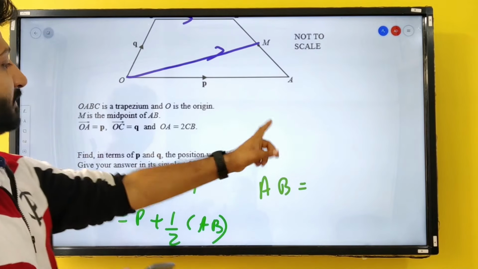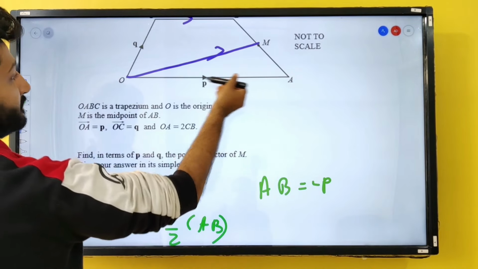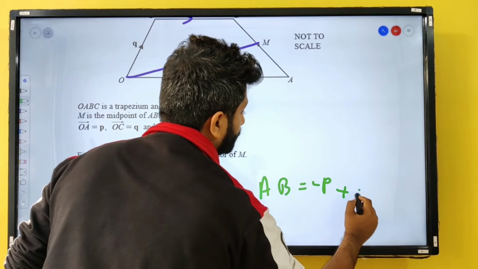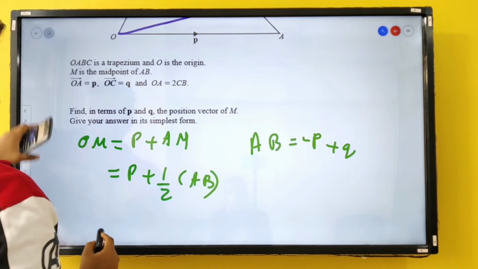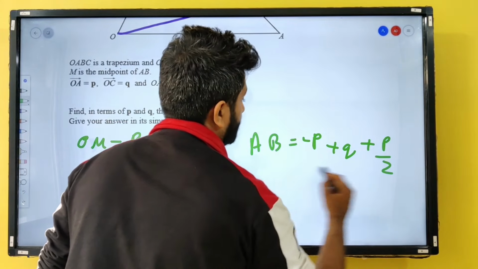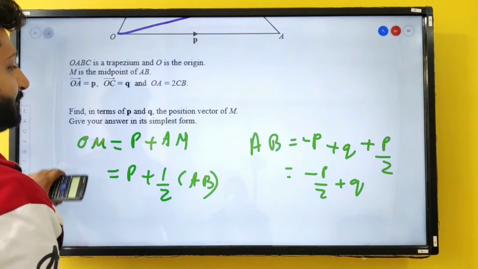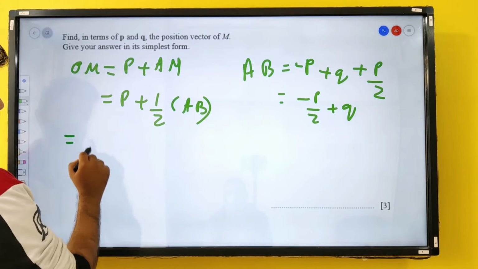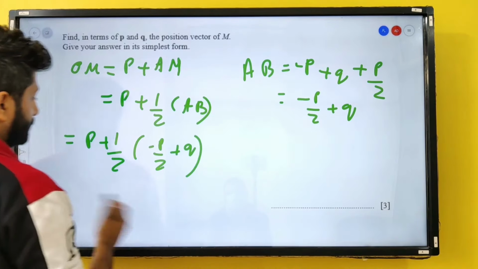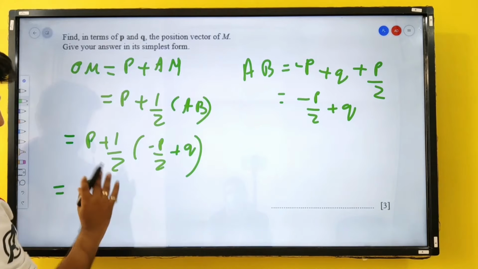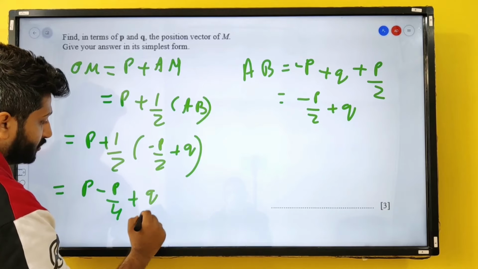So if I am moving from A to B, my AB is minus P, because P is in my opposite direction, plus Q, and I think this is plus P by 2. So minus P plus P by 2 is minus P by 2 plus Q. So this is my AB. Let me substitute the value of AB. So P plus half of minus P by 2 plus Q. So P minus P by 4 plus Q by 2.